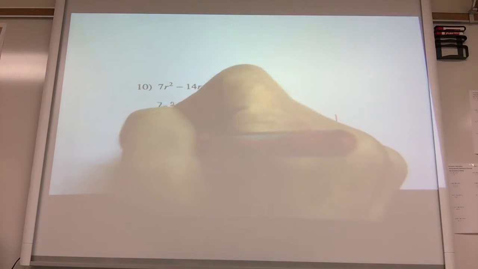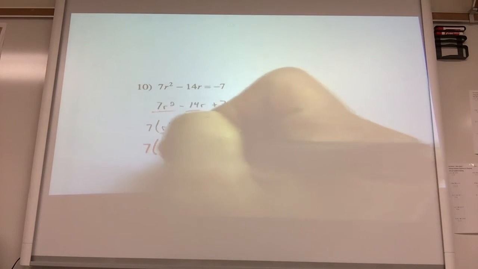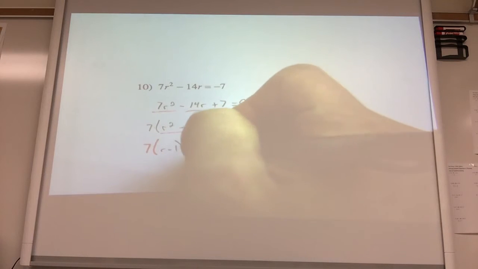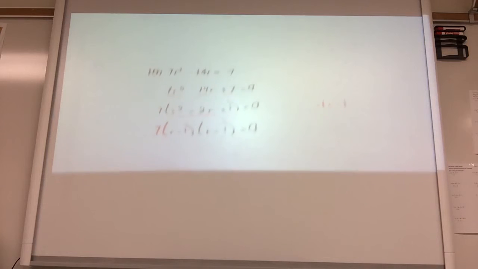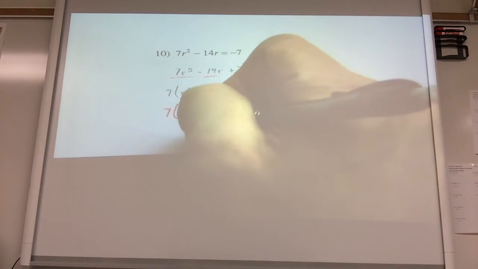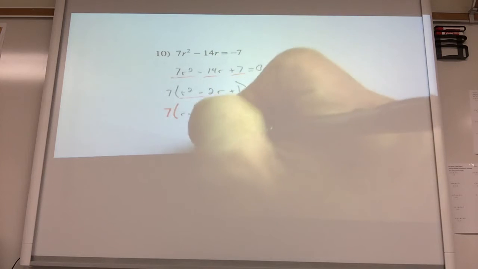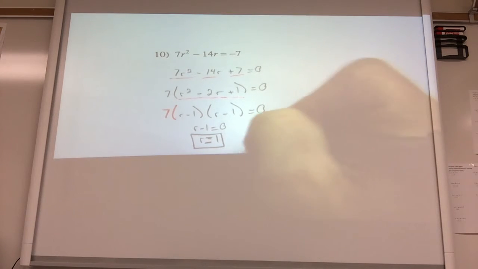So factoring, we have, let me go ahead and write it in pencil, r minus 1 times r minus 1 equals 0. So there's my two factors. Again, if I take each one of these factors and set it equal to 0, so if r minus 1 is going to equal 0, then r has to equal 1. And that's my solution. If I do the same thing here, I'm going to get the same solution. So r equals 1 in both cases.